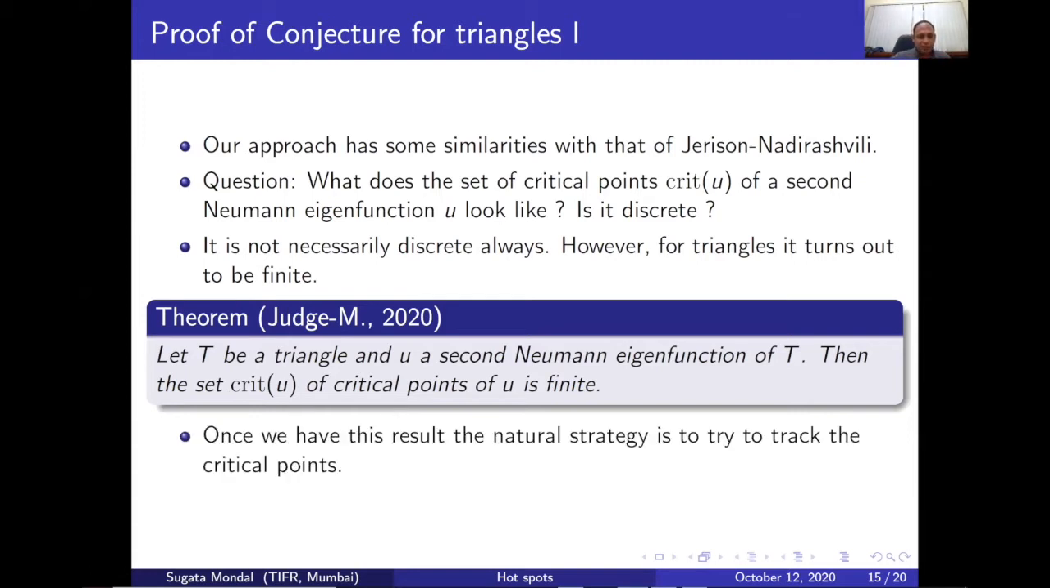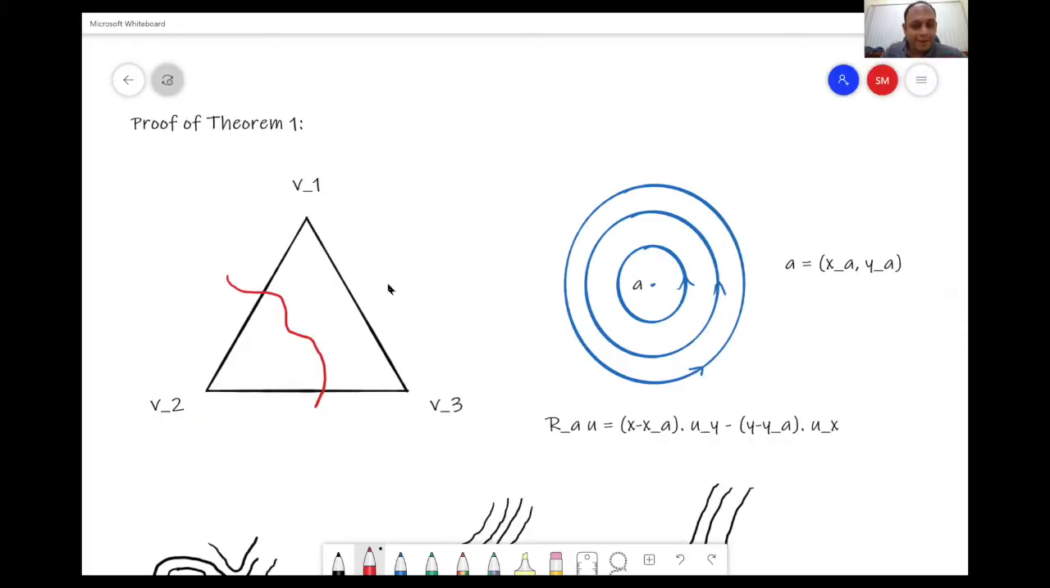Now, once you have this kind of result, you can try to track the critical points. I will explain what this means in a bit. But before that, I would like to give you an idea of the proof of this theorem, that is, how to see that the critical set is actually finite. For that, I would like to open this whiteboard. So here is the proof. Maybe I should go back to here first, then come back here.